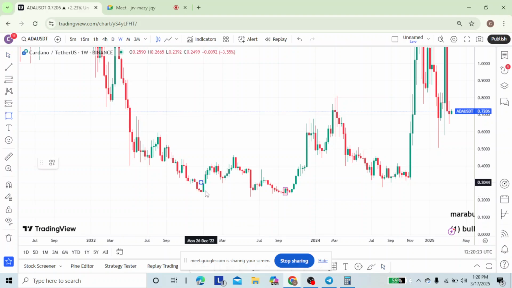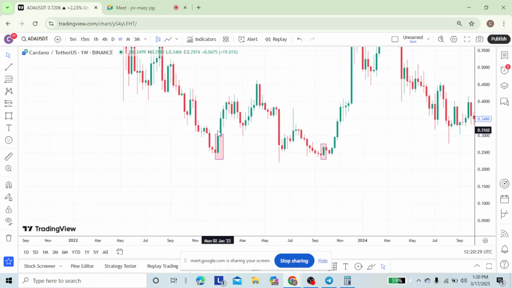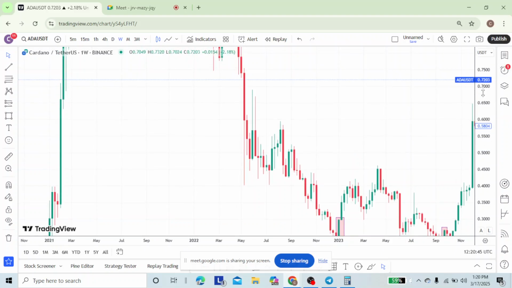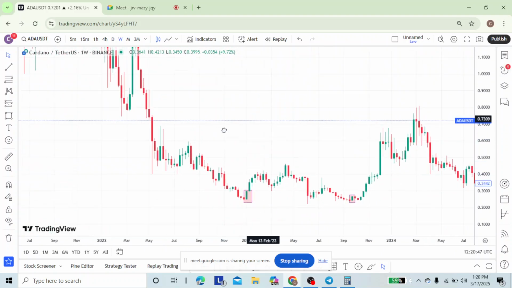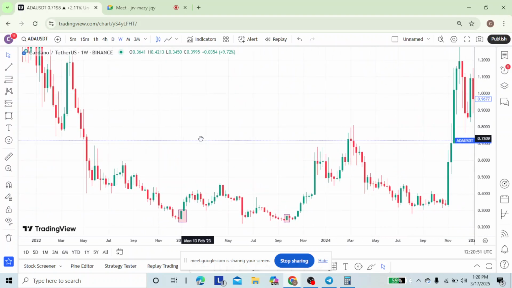This is another bullish Marubozu candlestick. I hope you can see my screen very well. This is another bullish Marubozu. It will lead the market to the upside. We also have this, what happened, it pushed the market to the upside. I'm going to show you as well if I see any point where we have the Marubozu and the market fails to go in that direction. So that is bullish Marubozu.